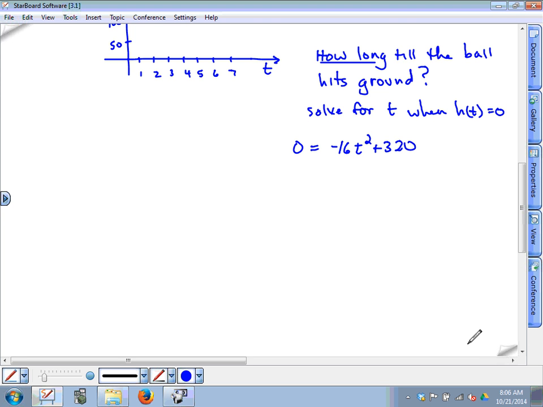Okay, go ahead and solve it. You guys should be able to solve this one. This is like an Algebra 2 level easy quadratic equation to solve. So solve it. Subtract 320. You get negative 320 equals negative 16t squared.